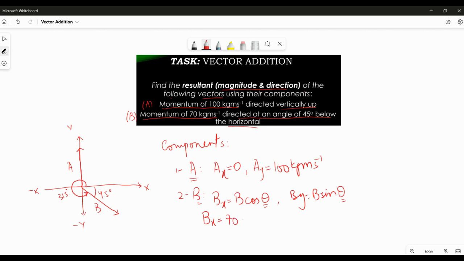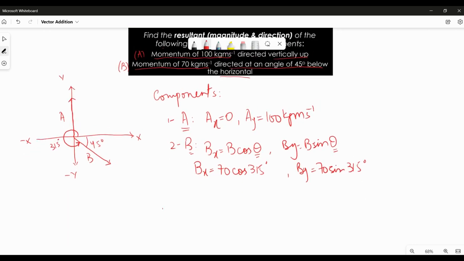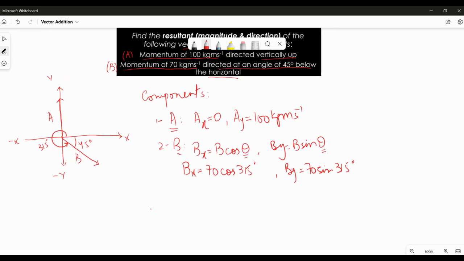So Bx is 70 cos of 315 degrees and By will be equal to 70 into sin of 315 degrees. Okay, so if I perform the calculations, I end up getting Bx equal to 49.5 kilogram meter per second, because that is the unit of B, and By I end up getting as minus 49.5 kilogram meter per second.